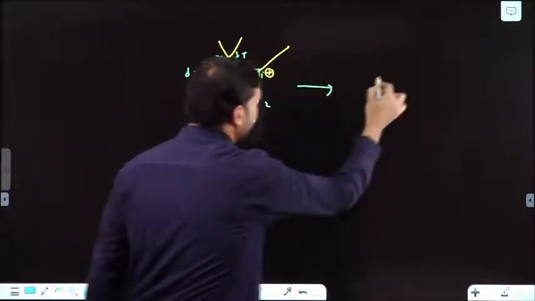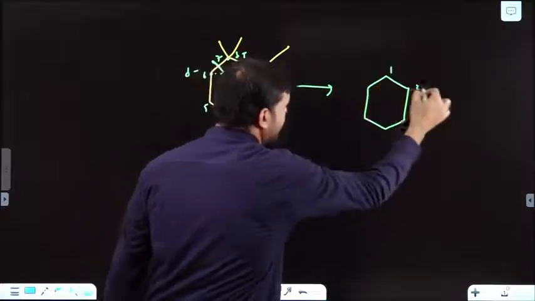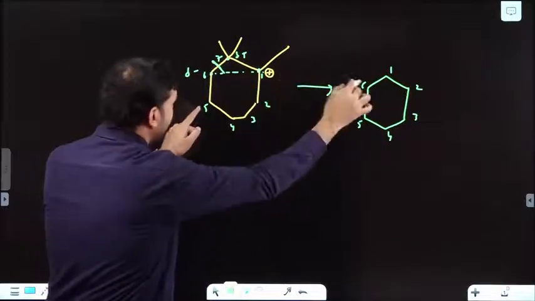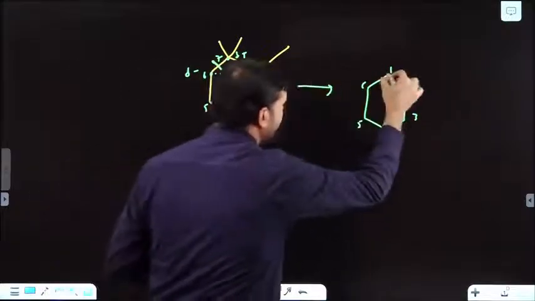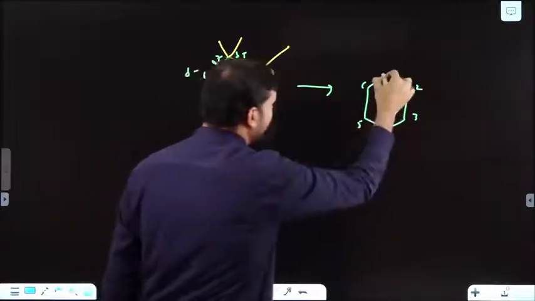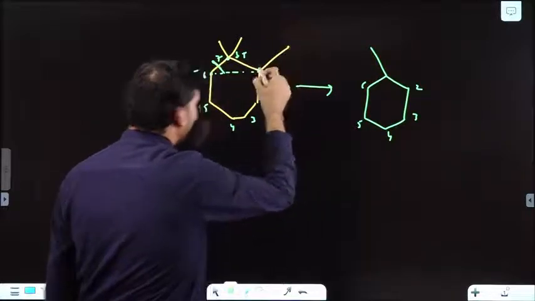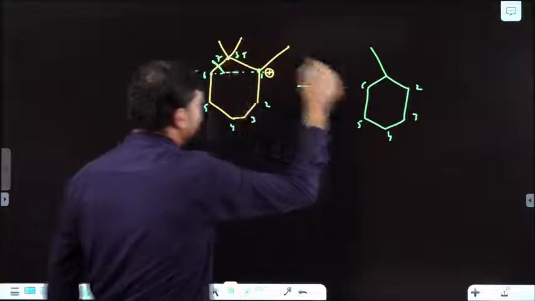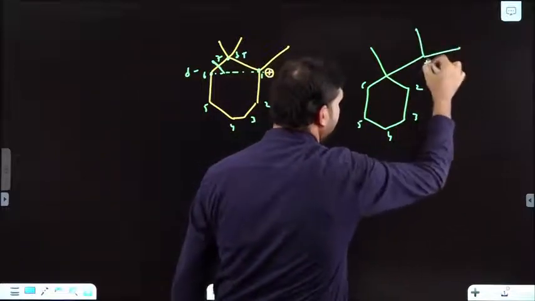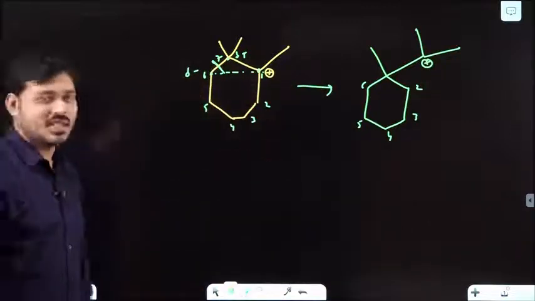So what you will get? First of all, make a 6-membered ring. Now you joined 1, 2, 3, 4, 5, 6. So 6 is joined to 1. 1 has 1 methyl as it is. Now this carbon is having methyl. Again this is joined with this carbon, which has 2 methyl, and the plus charge will come here. So this is the most stable form possible for this case.